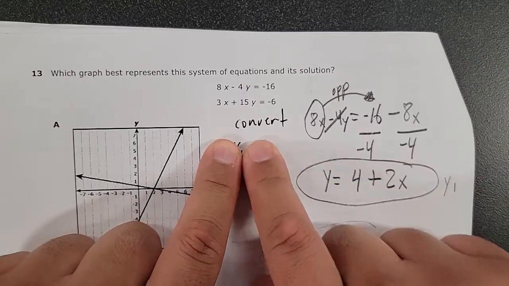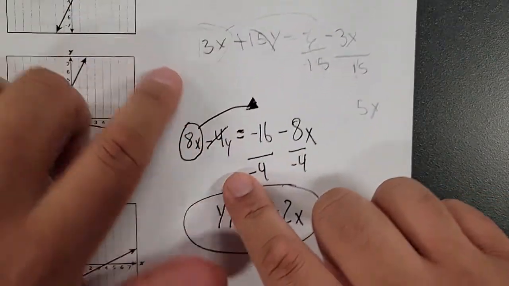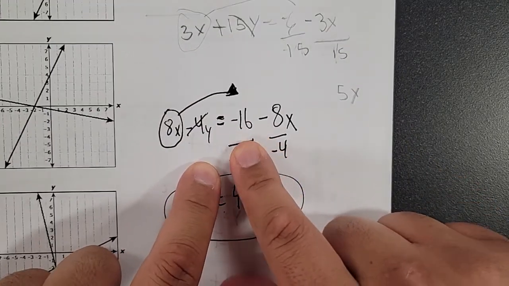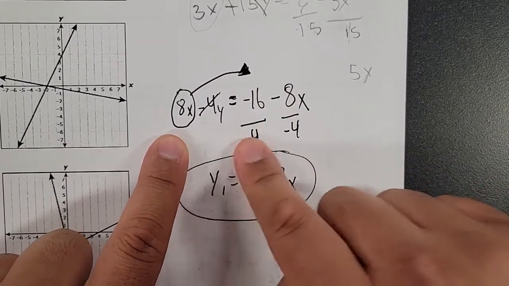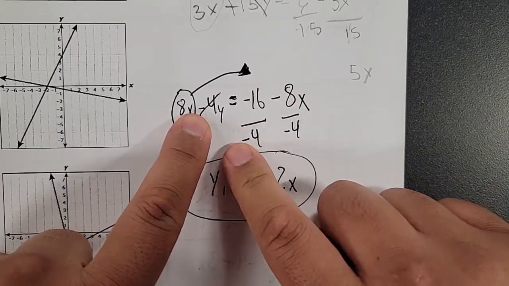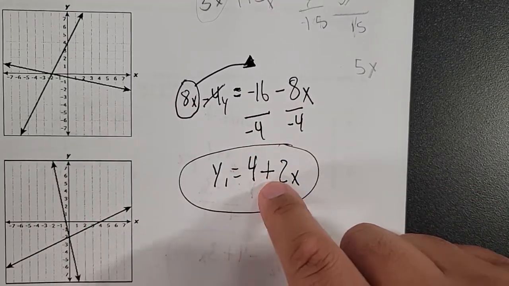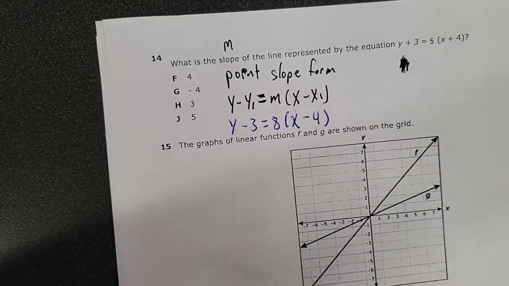Same thing here, guys. You're going to convert and then put it into y1, y2. So I did this one right here. You have 8x minus 4y equals negative 16. So move that 8, it becomes a minus 8x. Divide by the negative 4. Remember, that's a negative 4. Negative divided by negative is positive. 16 divided by 4 is 4. Negative divided by negative is positive. 8 divided by 4 is 2.